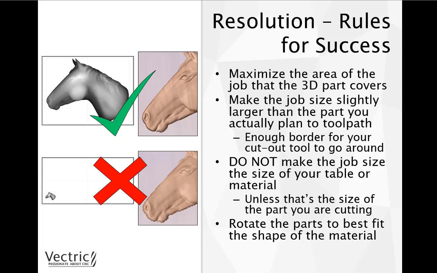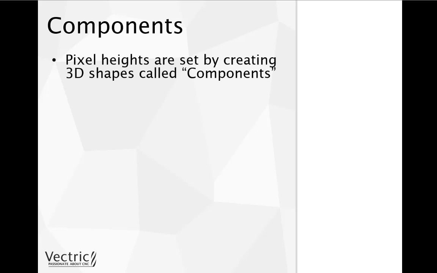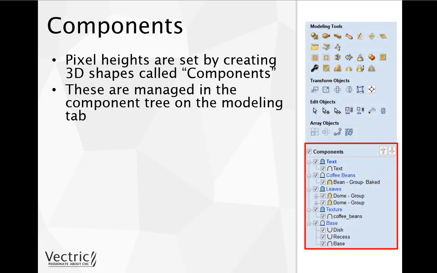So once the part is set up, what is it that tells the software to push these pixels up to the different Z heights? Now we use a concept called components. Components are the words we use to refer to the 3D objects in the software. When we create these components, that's going to push up the pixel heights in the software, and by combining these together is how we get the overall finished object, where these are managed in the component tree on the Modelling tab as highlighted in the image on the right hand side.